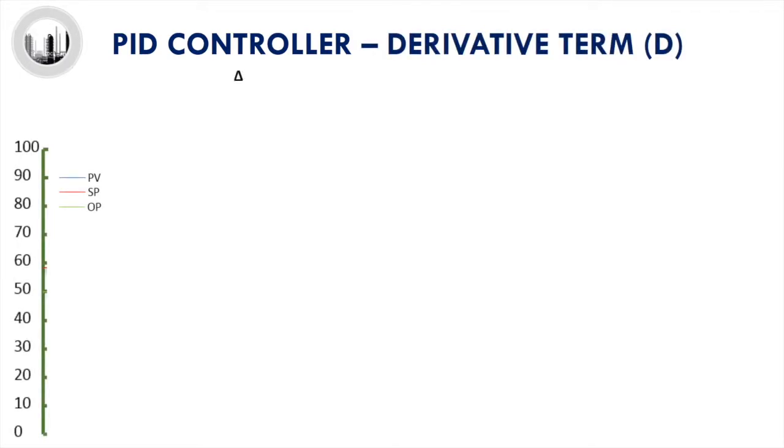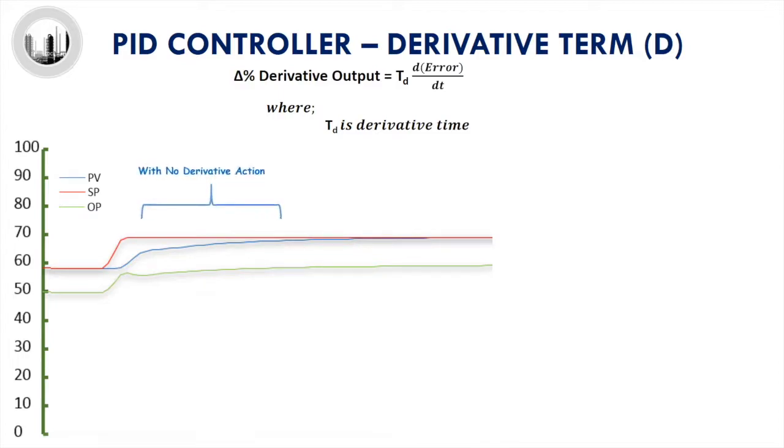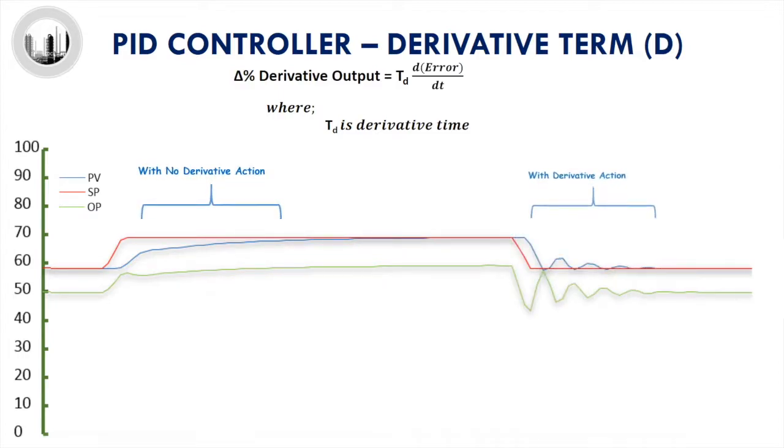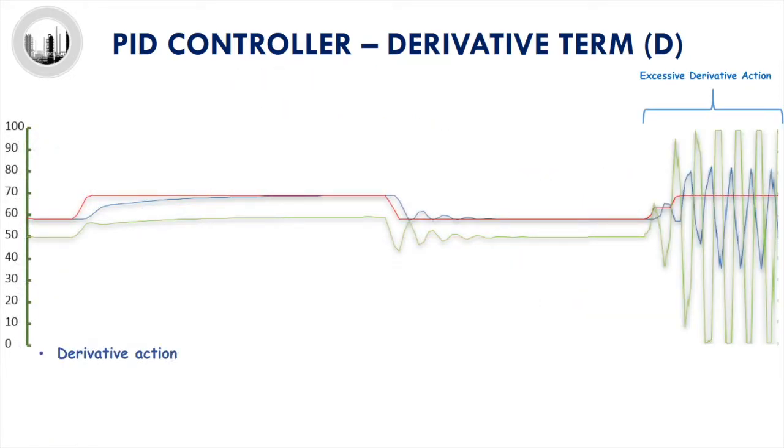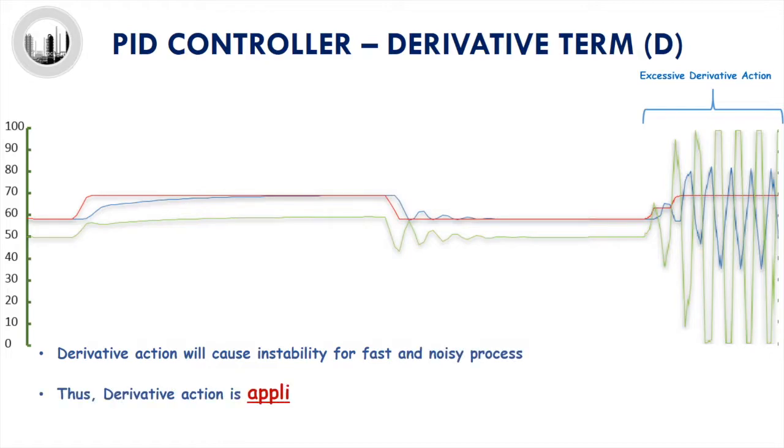Now, we will cover the topic of derivative term of a PID controller. In slow process like temperature control, the process variable PV might take a very long time to achieve the set point. By introducing the derivative action, the process will react faster to reach the desired set point. However, we need to be aware that introducing excessive derivative action can potentially cause unnecessary process instability, which we do not want. Derivative action can cause instability for fast and noisy process.